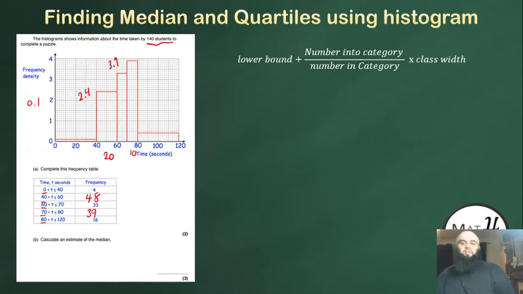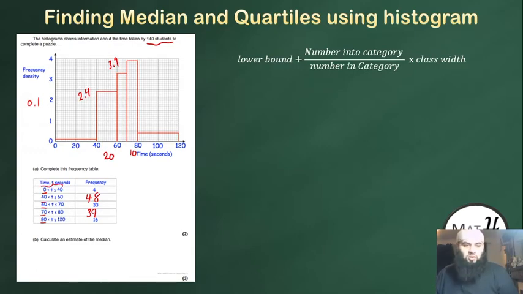And the second thing is number into category. We have to find how far into the category it goes. So we need to find the median number, which term frequency number it is. I'll explain that in a bit. And number in category is the total numbers within each category: 4, 38, 33, 39, and 16. And class width, we know, is the difference between these two.